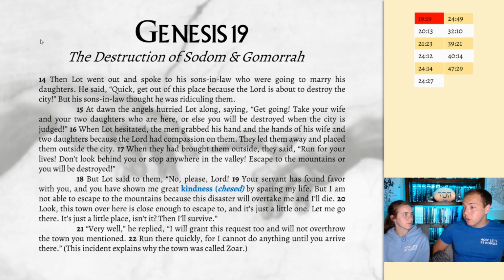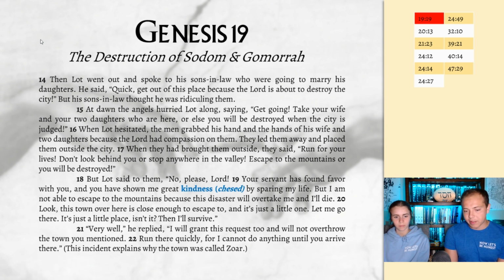But it also seems to emphasize what God's Hesed is. Because when you go to verse 21, you'll see that they're going to show him more Hesed. "Very well," he replied. "I will grant this request too, and will not overthrow the town you mentioned. Run there quickly, for I cannot do anything until you arrive there."